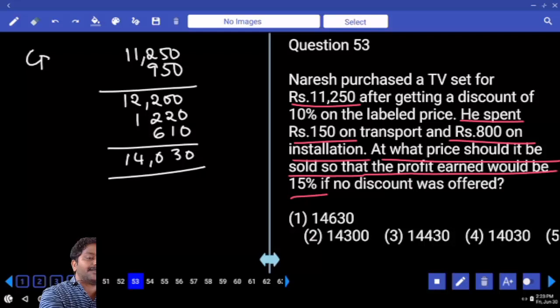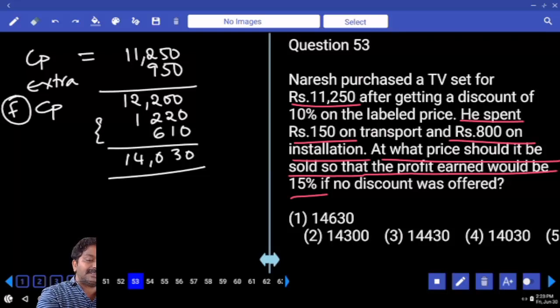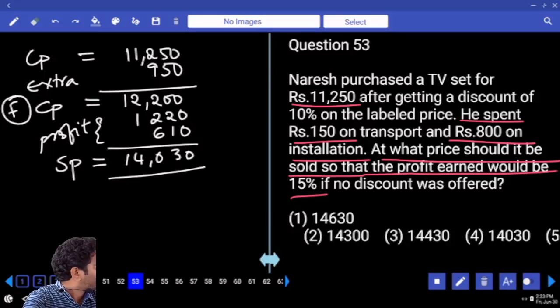First one is cost price. Next one is extra money. Then we got the final cost price. And then this is profit. And finally the selling price is this much. Agreed?